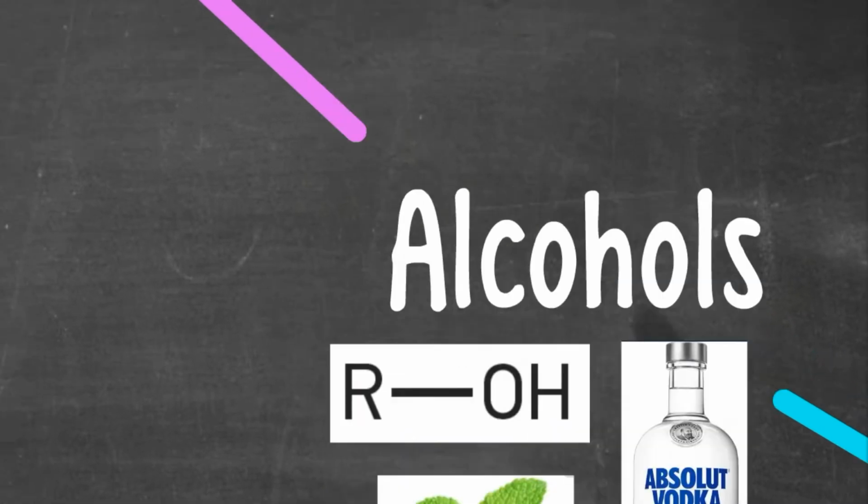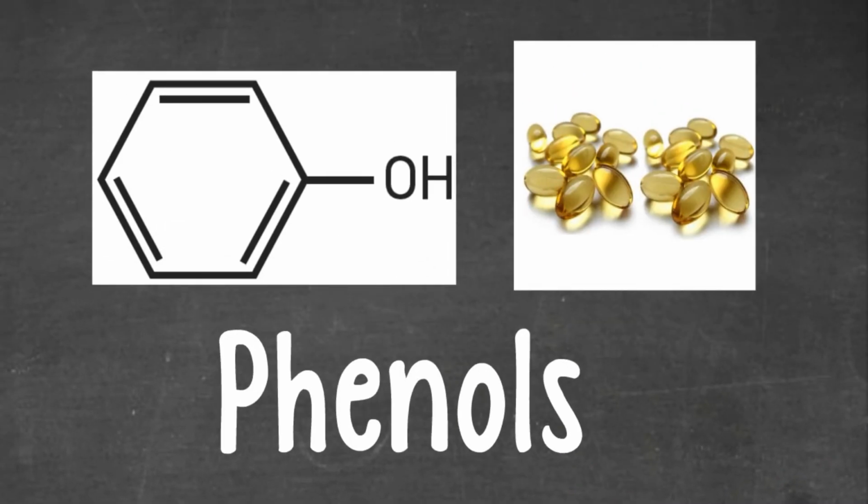Now we have a derivative of the alcohol, and that is a phenol. An example of a phenol is the vitamin E molecule. Now I want you to imagine you take an aromatic ring and you put an OH group on it. That gives you the base group of the phenol.